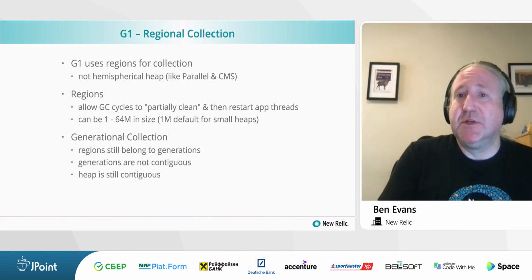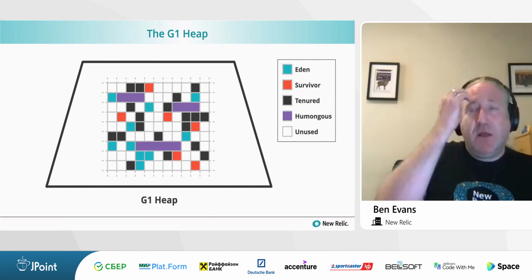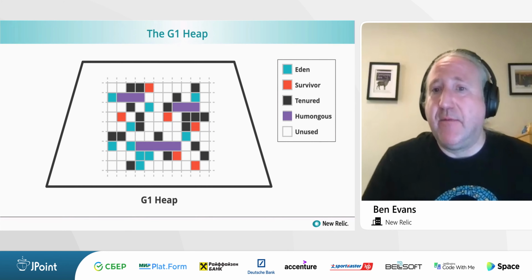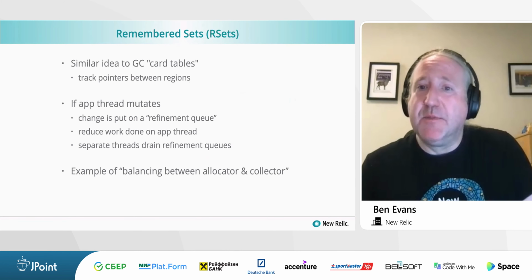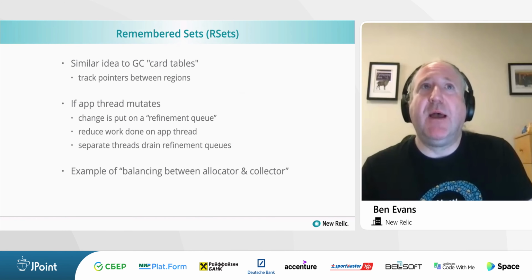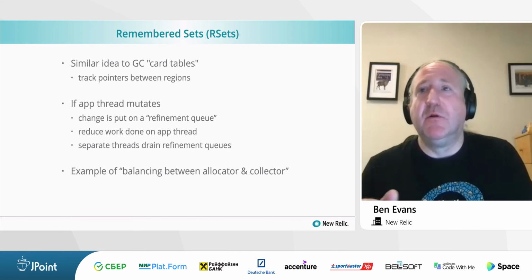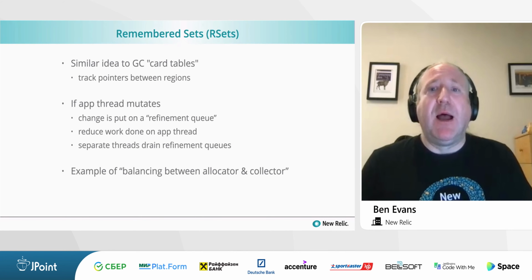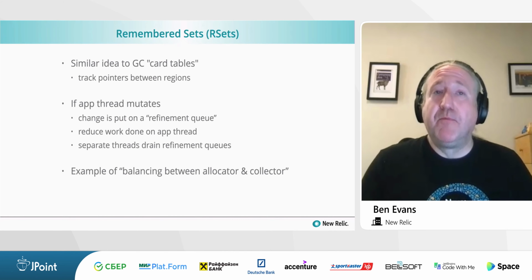That's how it works. It's still generational, but the generations, as you can see, are not confined to be next to each other. The generations are all spread out. There's a bit of detail in here about remembered sets. Basically, if you have an object in one region which points to an object in another, you need to track those pointers. And this is where G1 actually adds some additional work.